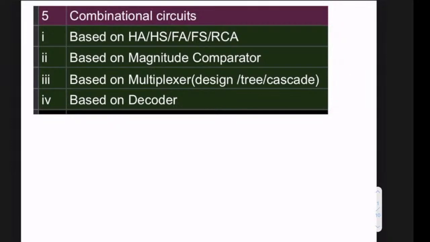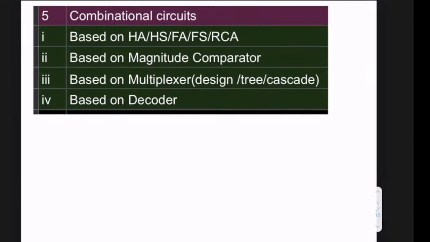The first one is based on half adder, half subtractor, full adder, full subtractor, ripple carry adder. Based on the adder circuits, you may have one question. The second question is based on the magnitude comparators. The third model question can be based on the multiplexers. The fourth model question can be based on the decoders.